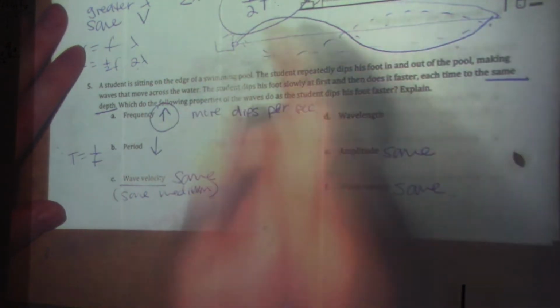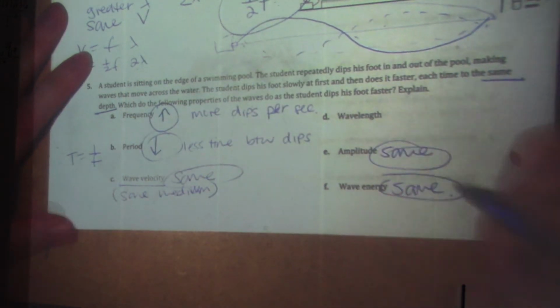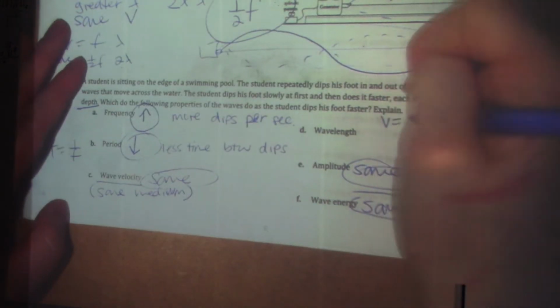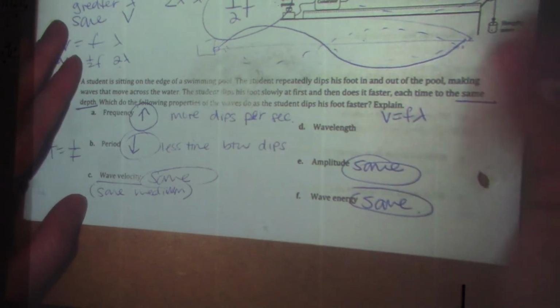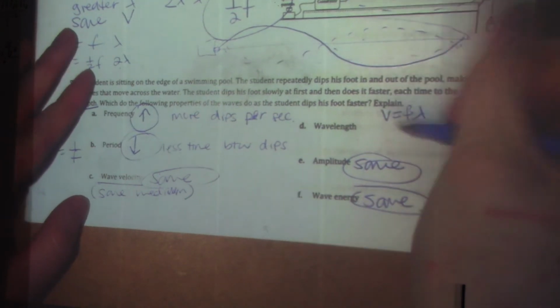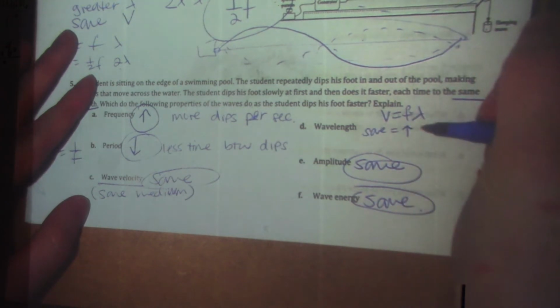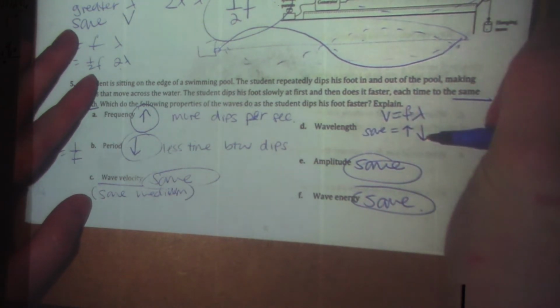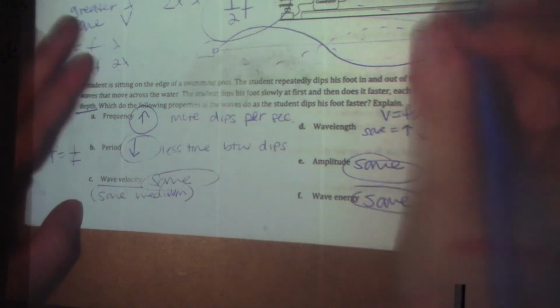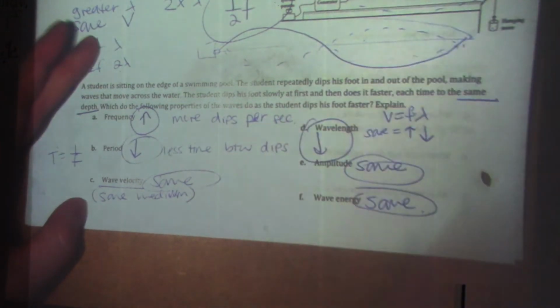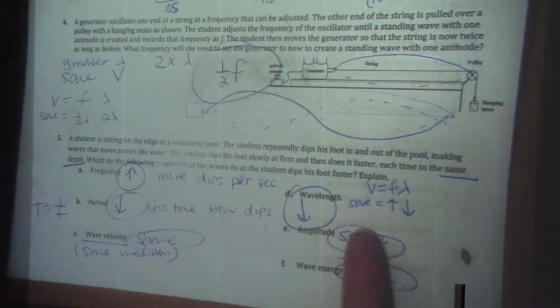You could also think if you're doing more dips per second, there's less time between dips, so less time for each dip. And your wavelength. So let's think about our equation for wave velocity, because I know what happened to my frequency. I increased it. I know that this stayed the same, so that means the wavelength had to decrease, because increasing and decreasing will multiply to keep the same velocity. So this one had to decrease to keep the same velocity.